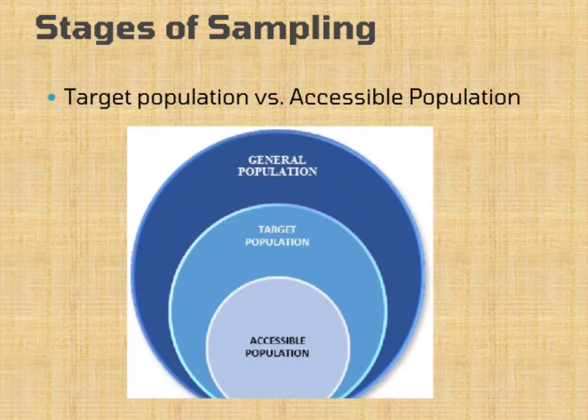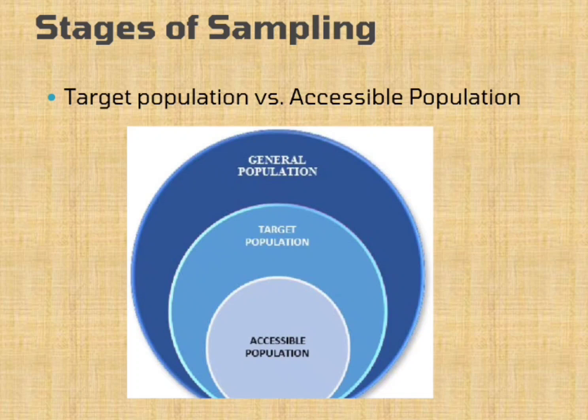Now, let's have a look at target population and accessible population. The first step in the sampling process is to identify the target population. The target population refers to the large group of individuals or elements that the researcher wishes to generalize the results of the study to. In other words, it is the population that the researcher is interested in learning about or describing.